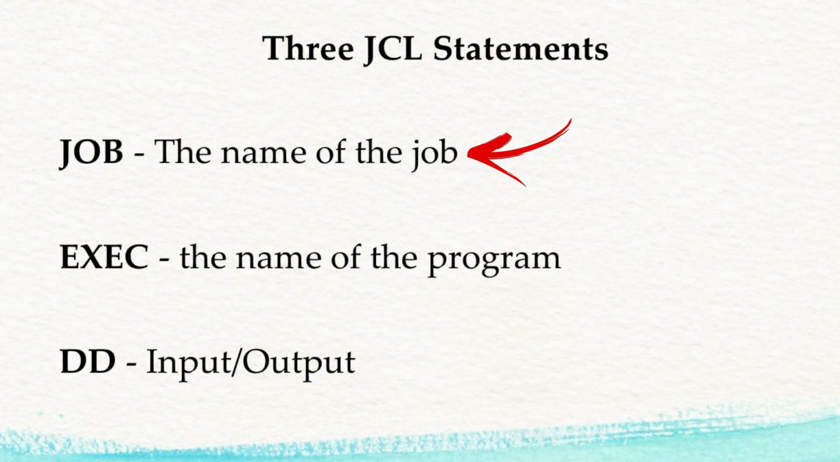JCL is the syntax used in a batch job or in a proc. We're not going to worry about procs so much in this video. JCL tells the system what program to execute, what's going to be used as input, and what's going to be the resulting output. Job provides a job name to the system for the batch processing to be done. Exec provides the name of the program to execute. DD specifies the inputs and outputs in regards to the program on the exec statement.